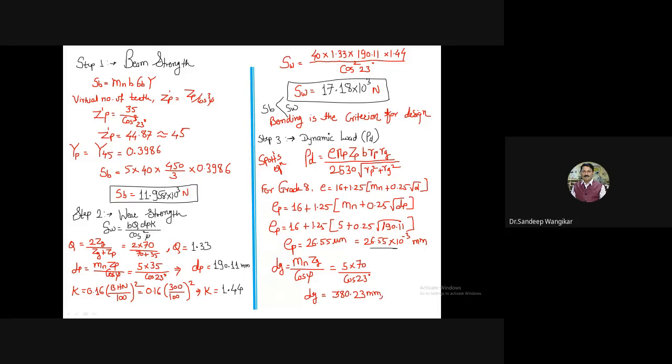mm, and I will calculate the radius here only, dg by 2, is equal to 190.11 mm. Don't get confused. We are having the diameter for pinion as 190.11 and we are having the radius of gear as 190.11. So this is the difference. So let us proceed further. Let us calculate EG, the error for gear.